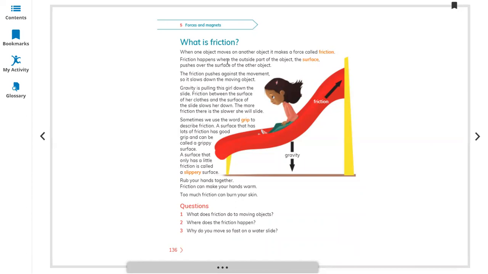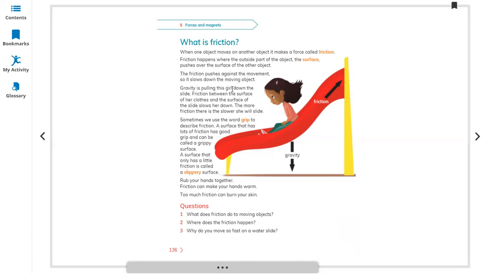Friction happens where the outside part of an object, the surface, pushes over the surface of the other object. In simple words, think of rubbing your hands. If you're rubbing both hands, there is friction between your hands. Friction pushes against the movement, so it slows down moving objects.